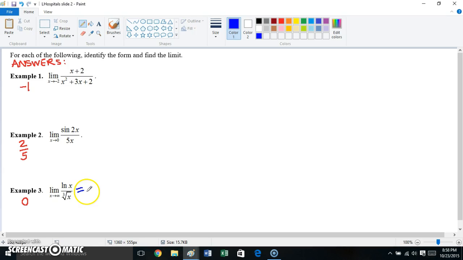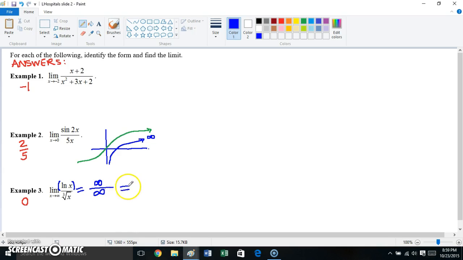Okay, so with example 3, the first thing I want to do is check what the limit is as x goes to infinity. The limit of the natural log of x as x goes to infinity is infinity. Remember, the natural log graph looks like this. So y is going to infinity even though it's going very slowly. And the cube root of x, that graph looks like this. So it is also going to infinity. So we have infinity over infinity.